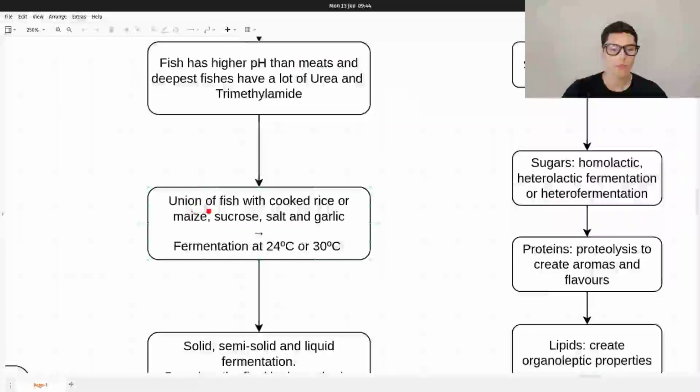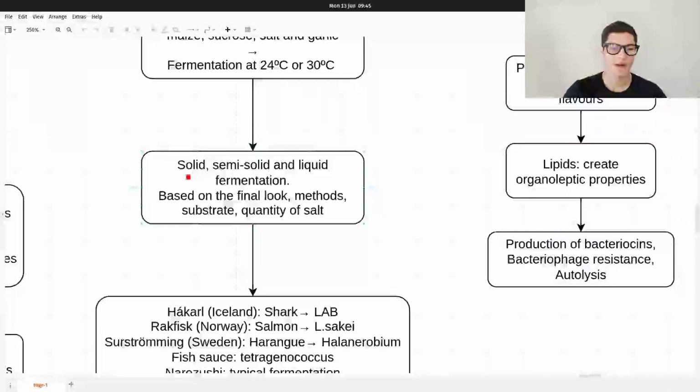The common way to ferment fish, done by Asians, is the union of fish with cooked rice or maize, sucrose, salt and garlic. The fermentation is at 24 degrees in Japan, for example, or 30 degrees Celsius in Thailand. There are many classifications of fermented fish.